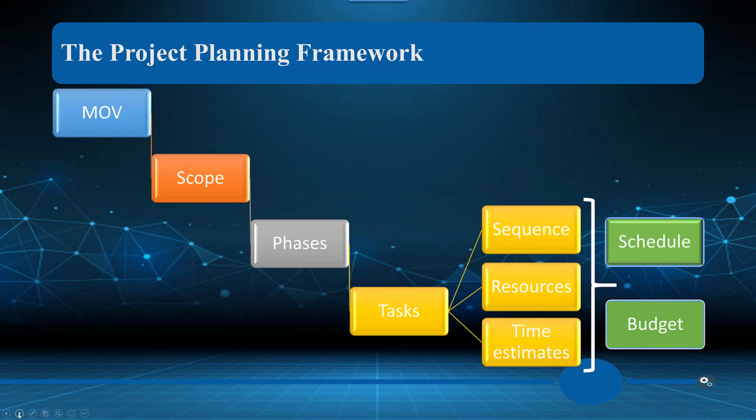Now, the MOV, of course, supports the scope. The scope is broken down into phases. Those phases are broken down into tasks that are manageable. That can be that smallest component. Within a task is the sequence that the task needs to be done, the resources that that task is going to need, and the time estimates. And we include those in the master schedule.